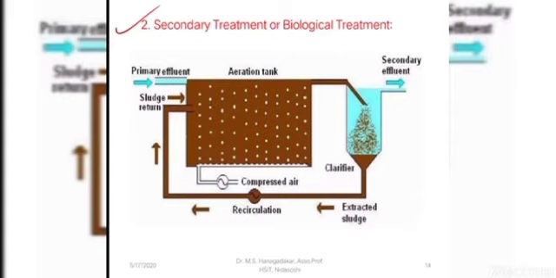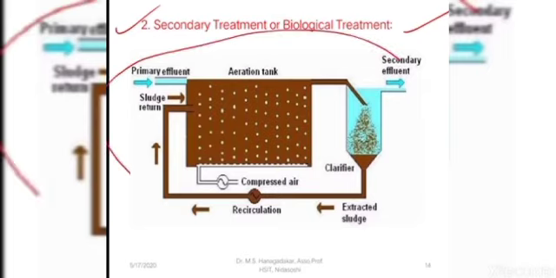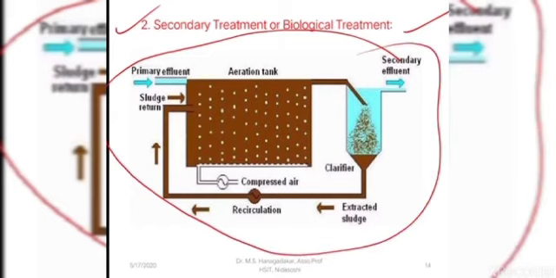Now the second stage of sewage water treatment is called secondary treatment, also known as biological treatment. Here in this biological treatment process, I explained the aeration tank. What you can observe in this aeration tank is the entry for the water after the primary treatment. That water is allowed to be stored in the aeration tank. Then this water is mixed with activated sludge containing microorganisms.